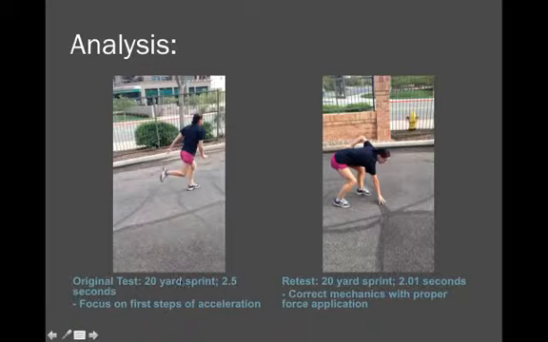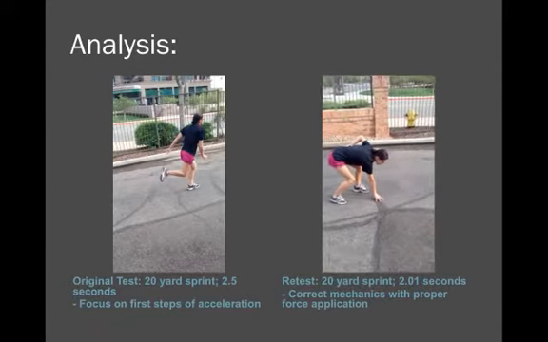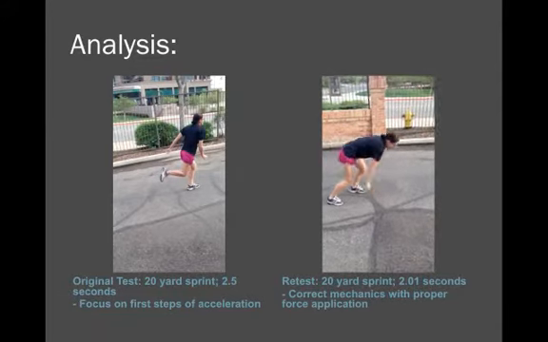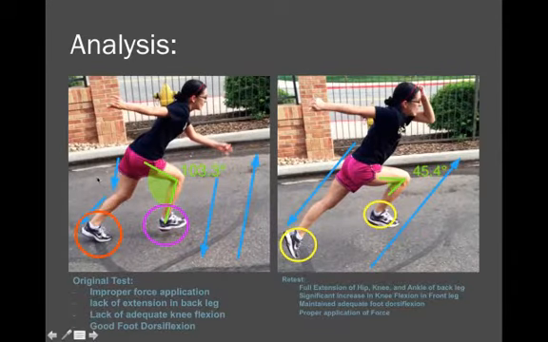So here's what her sprint looked like with the correct form. I helped out her starting stance a little bit, and then I'll actually show you what it looked like. On the left, you'll see her original start position, and this was the best angle that I could get. So as you see here, you see a lot of breaks in the kinetic chain.